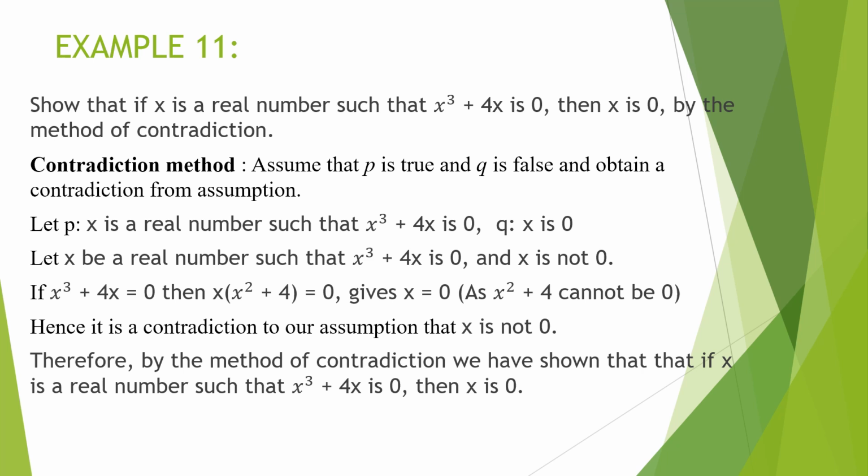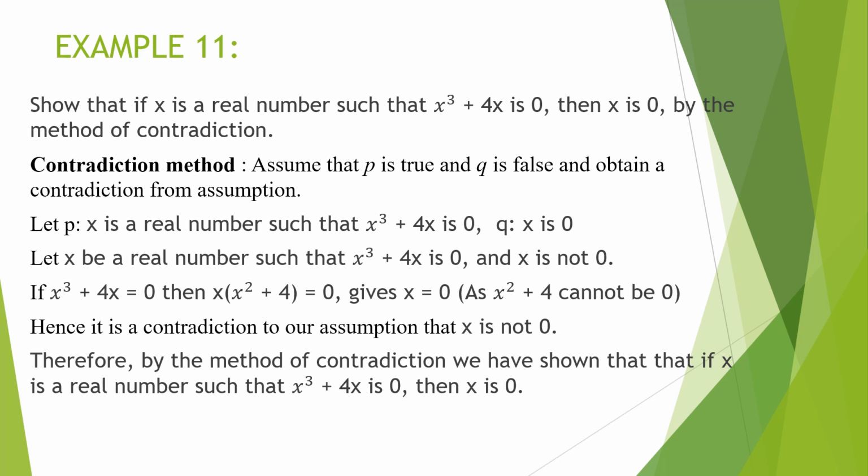Example 11. Show that if x is a real number such that x cube plus 4x is 0, then x is 0 by the method of contradiction. First thing, I am repeating, contradiction method means you have to assume that P is true and Q is false, and from that assumption you will get a contradiction. So this will show ultimately that if P, then Q is true. Now over here our statement P will be x is a real number such that x cube plus 4x is 0. And what is statement Q? X is 0.